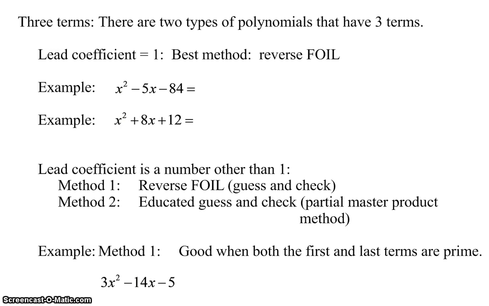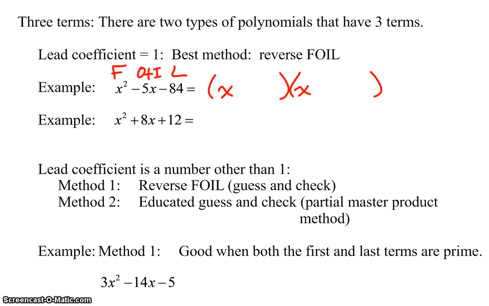We know that the first term in our trinomial came from the first terms in our two binomials. So to get x squared, I knew I had to have an x and an x. We know our last term came from the two numbers in the last positions in our binomials. And we know that the middle term came from the outsides plus the insides.